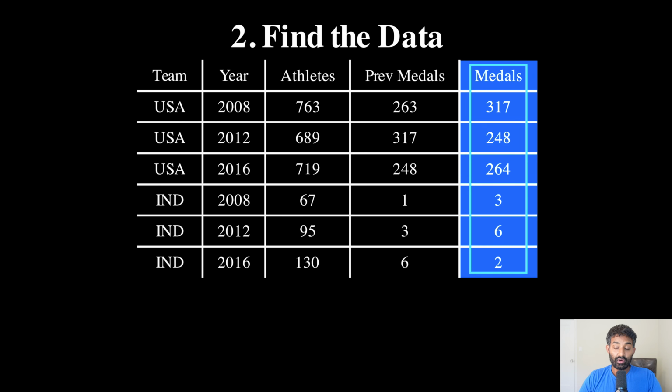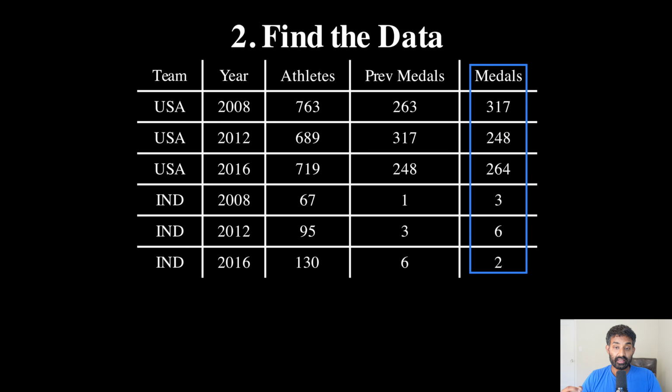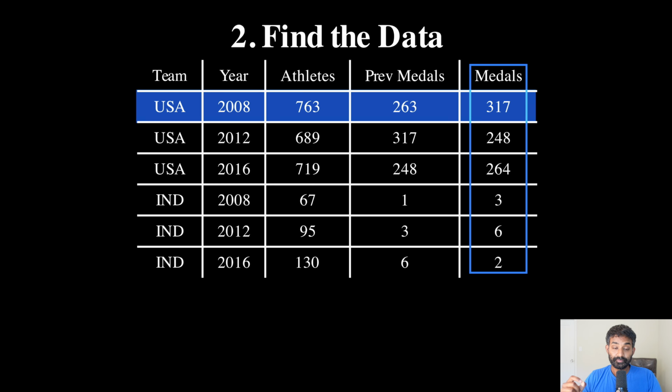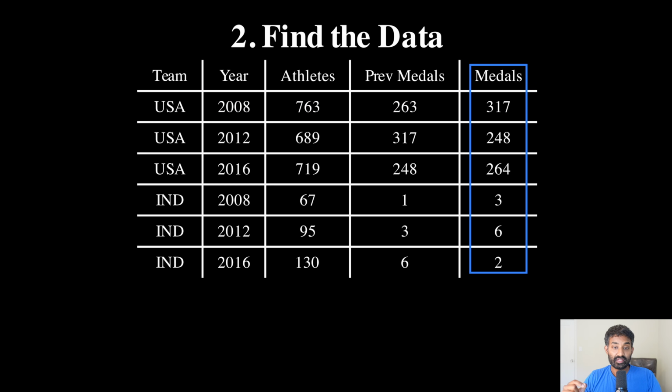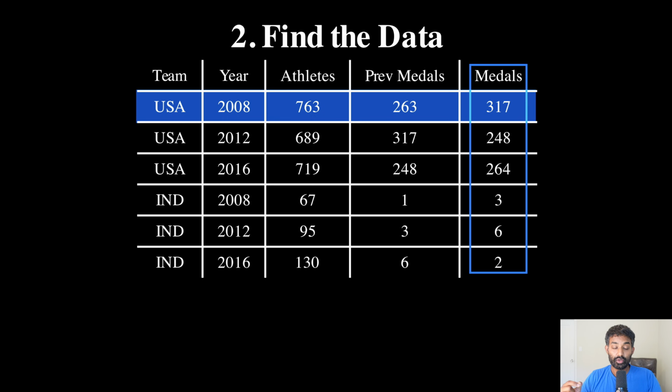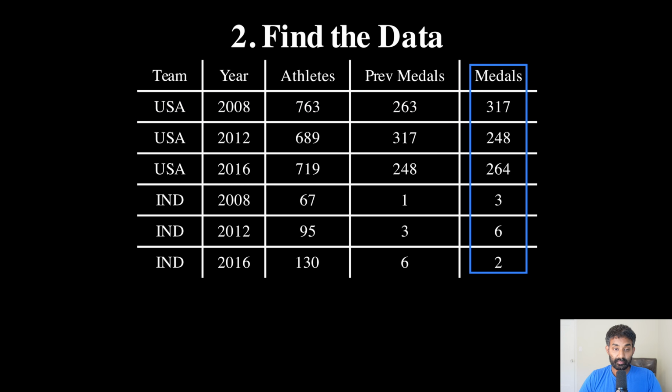And then the final column is what we're going to try to predict. It's how many medals the given team won in these Olympics. So again, going back to our first row, you can see that Team USA in 2008 won 317 Olympic medals.